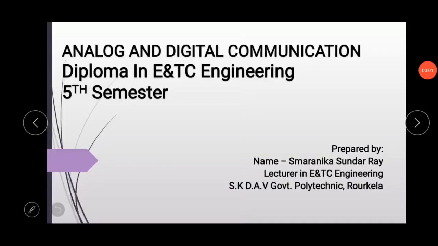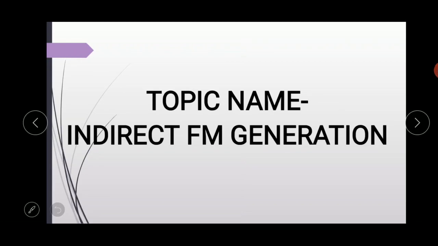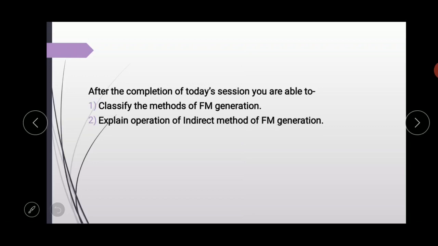Good morning, student. Today we are going to learn about indirect FM generation. After the completion of today's session, you are able to classify the methods of FM generation and explain operation of indirect method of FM generation, that is Armstrong method.